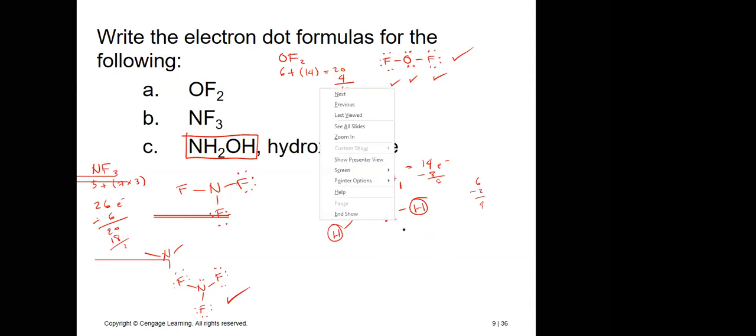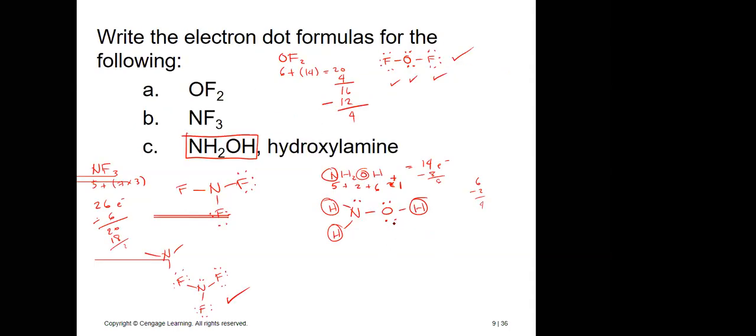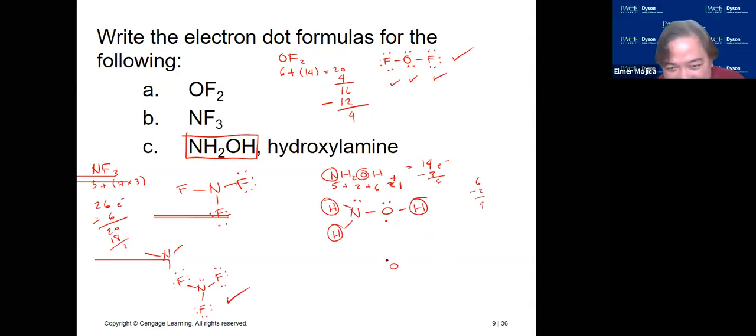I have a question. For the nitrogen, could you put a dot on the top and a dot on the bottom? No, I mean, you can put it like this. It's fine.